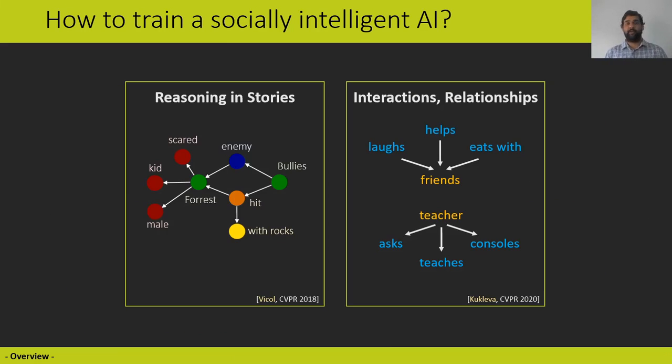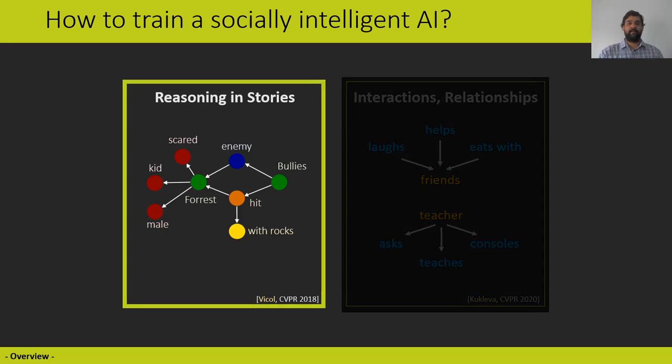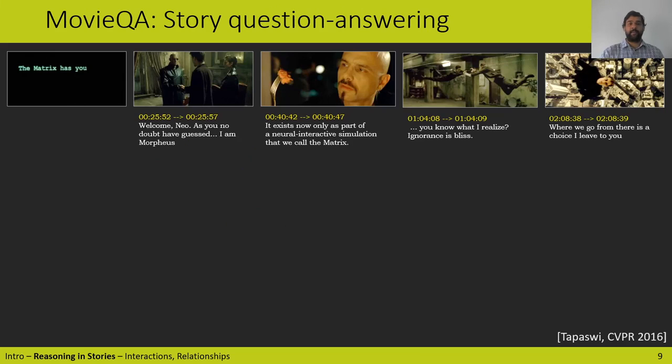In this talk, I would like to focus on two aspects of building socially intelligent AI. In the first part, we'll look at this thing called MovieGraphs, where we try to capture this essence of social situations in movies in a graph. And in the second part, we'll look at a joint study on learning about interactions and relationships between pairs of people in movies. So let's start with the first one.